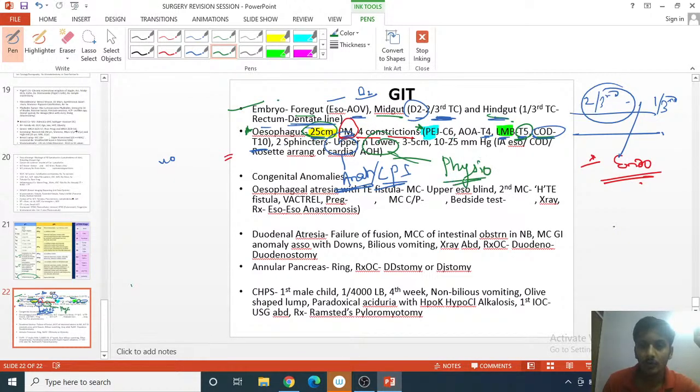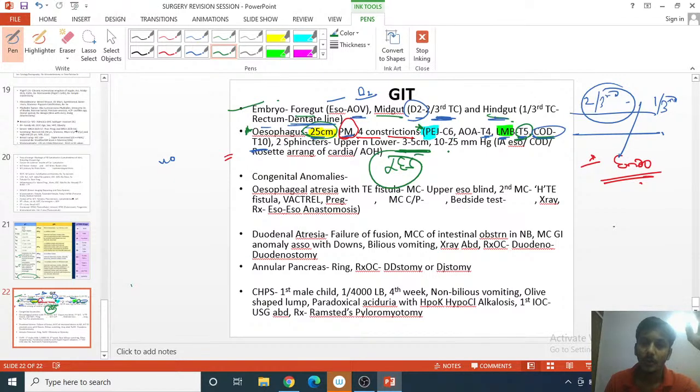What do we call the lower sphincter? Physiological sphincter. Please remember the lower sphincter is very much important surgically. How much is it in length? It is 3 to 5 centimeters in length. We will call it the lower esophageal sphincter, LES, after this.